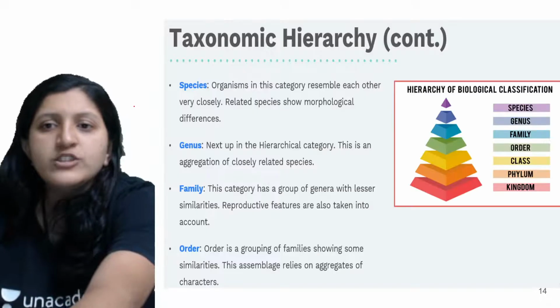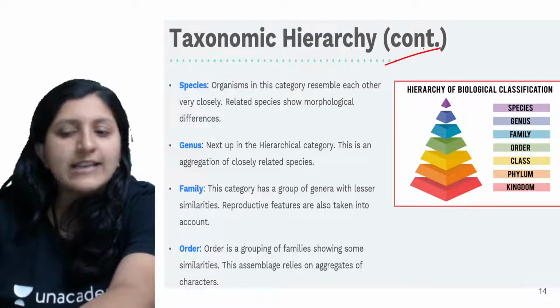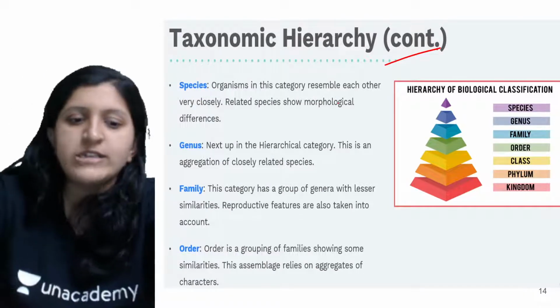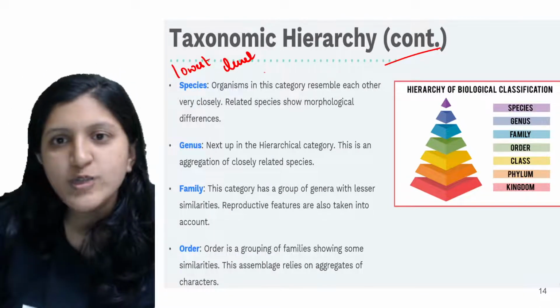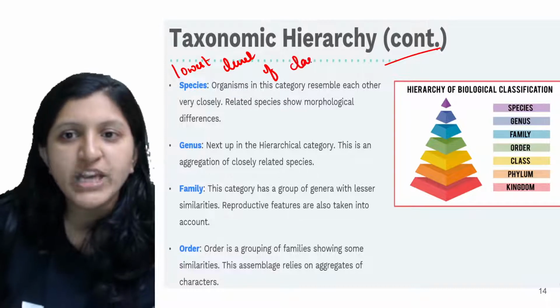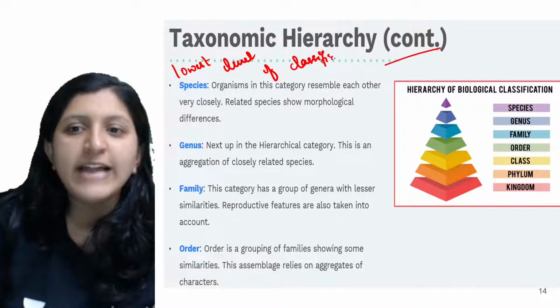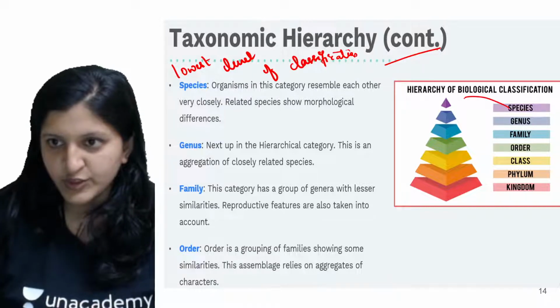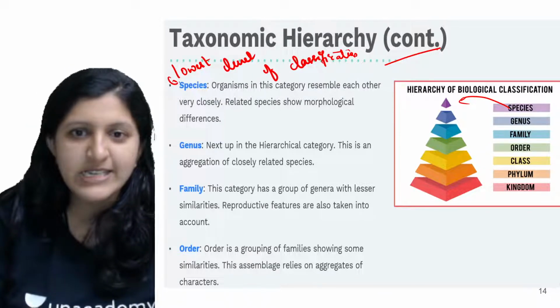Let's have a look at what exactly species and other things are. Before that, I'll explain certain features. This is the lowest level of classification that you can find, that is, the species level. This is the lowest level.